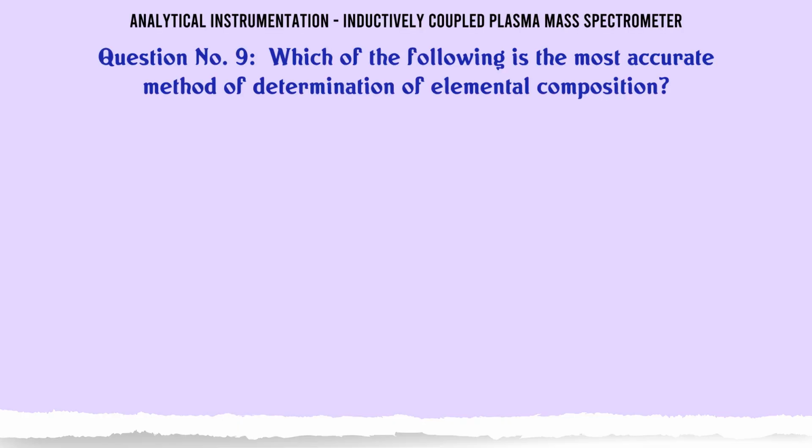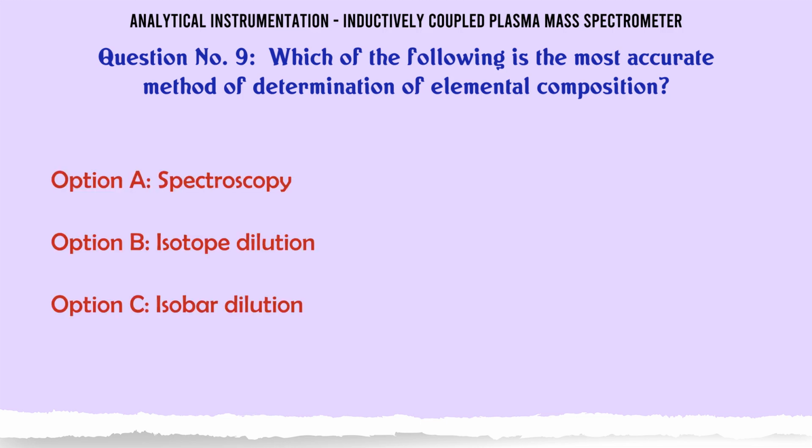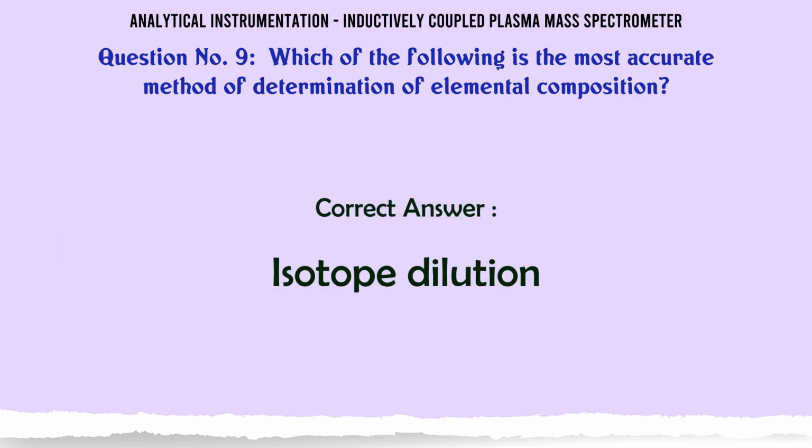Which of the following is the most accurate method of determination of elemental composition? A. Spectroscopy, B. Isotope dilution, C. Isobar dilution, D. Chromatography. The correct answer is isotope dilution.